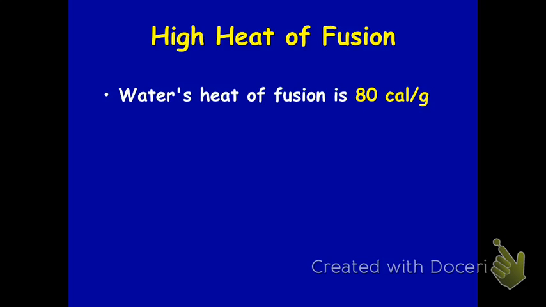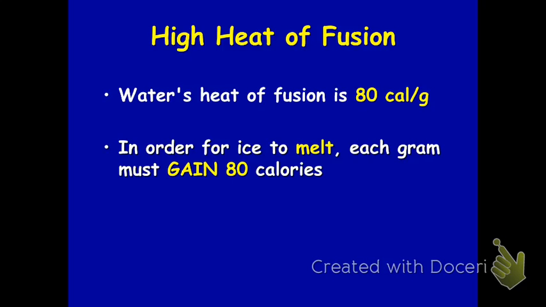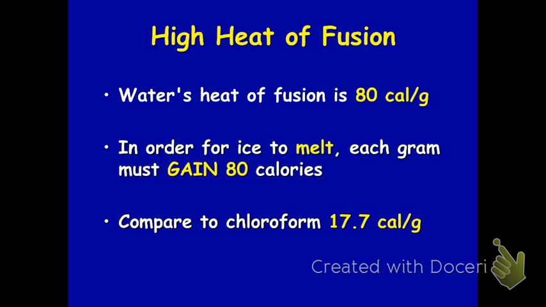And water's heat of fusion is much lower than its heat of vaporization. It's about 80 calories per gram. Okay, and you have to put that in perspective, though. What that means is in order for ice to melt, each gram of the ice has to gain 80 calories. Each gram has to gain 80 calories. And let's compare that to chloroform, where you only need about 18 calories per gram.